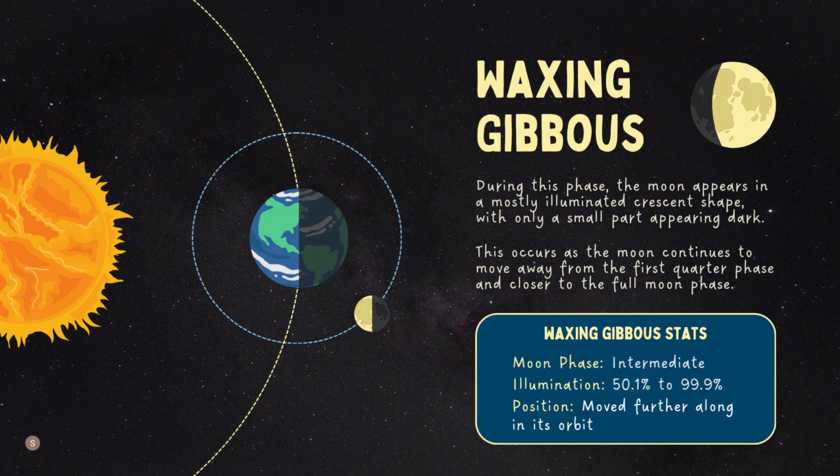Next, we have our waxing gibbous. Now, the moon is getting closer to having a full moon, so it's at the waxing gibbous. The waxing gibbous is when the moon is starting to get even more illuminated and is almost completely illuminated until the next couple of days, where it's going to be a full moon.